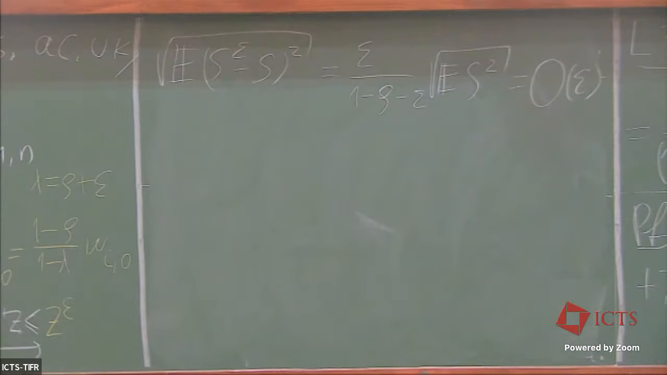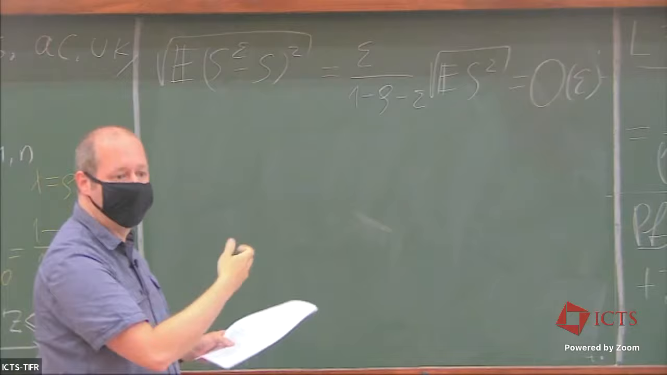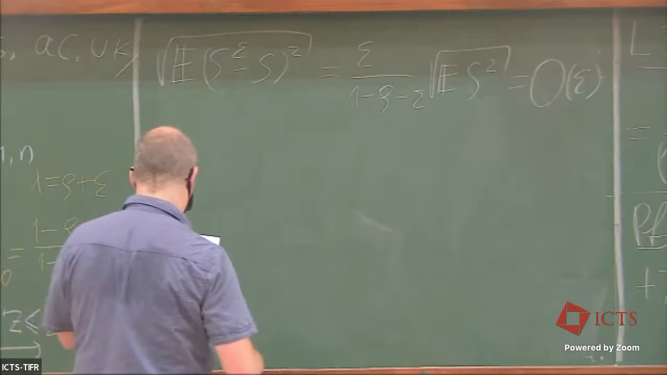The probability we have to work a little bit more for. So let's work on showing that the probability also has some positive power of epsilon in it, in which case we're done, because it's going to be big O of epsilon times some more epsilons. So that's what we want. Right, so that will require a little bit of work.